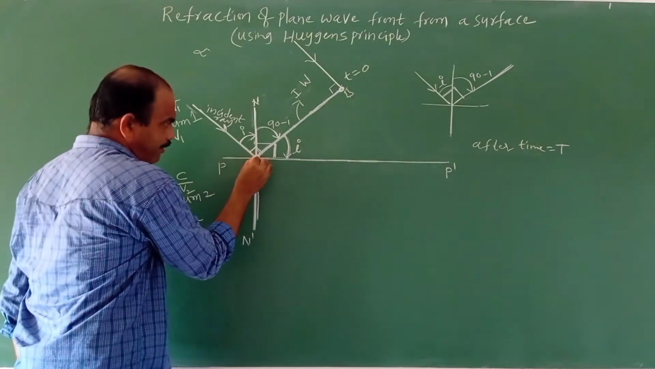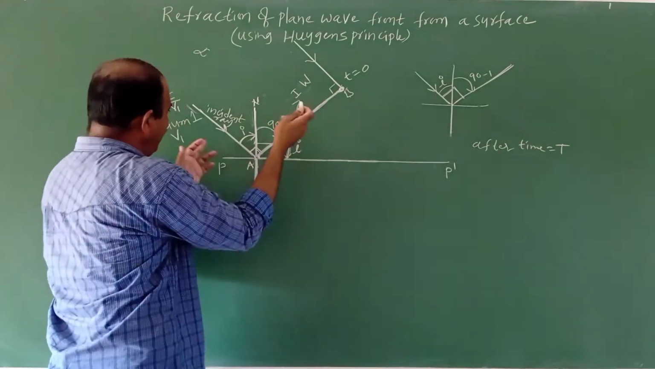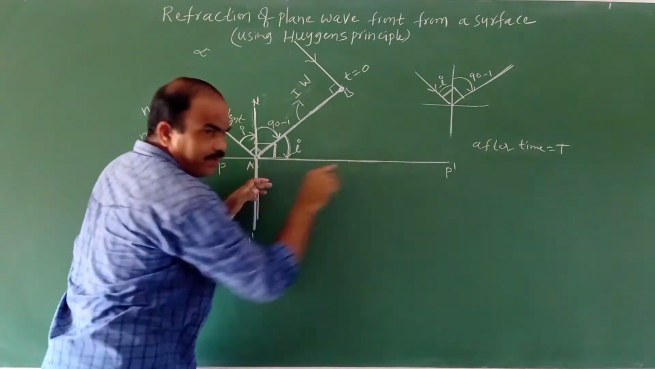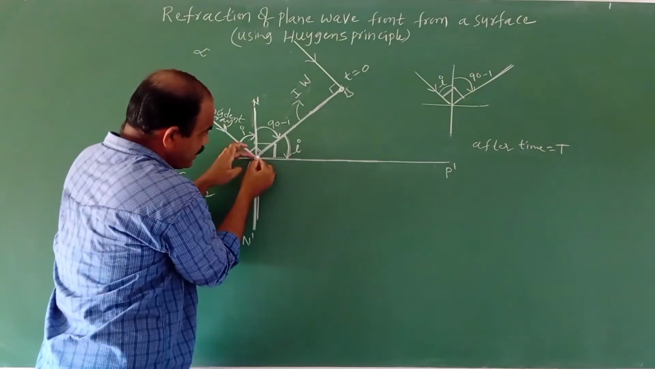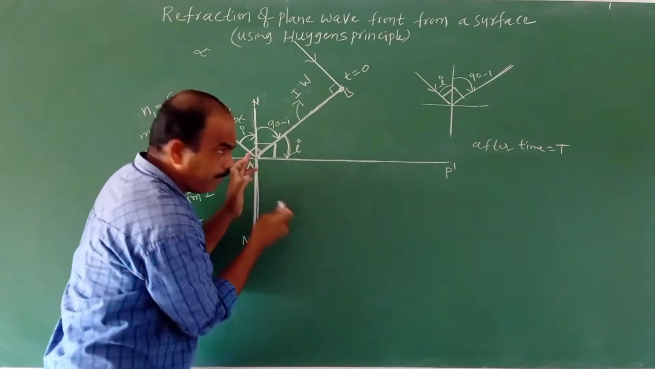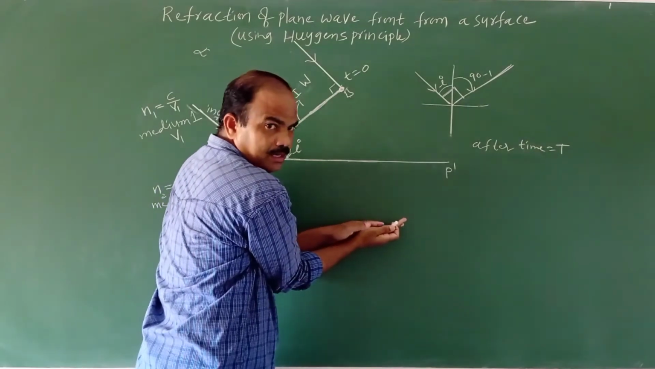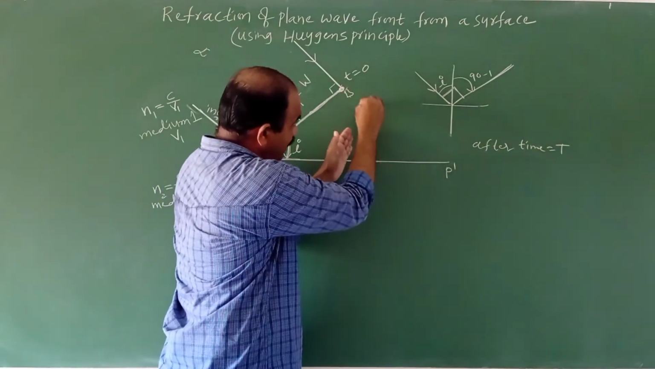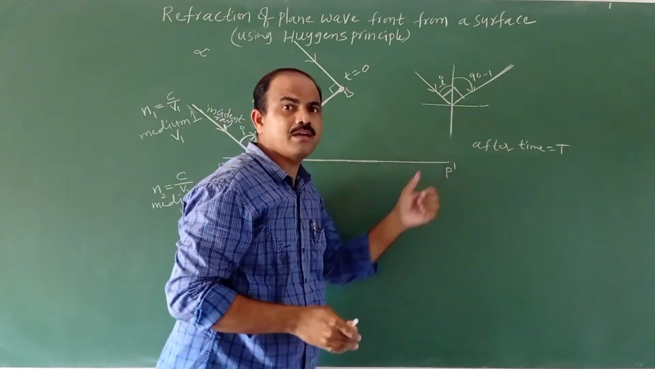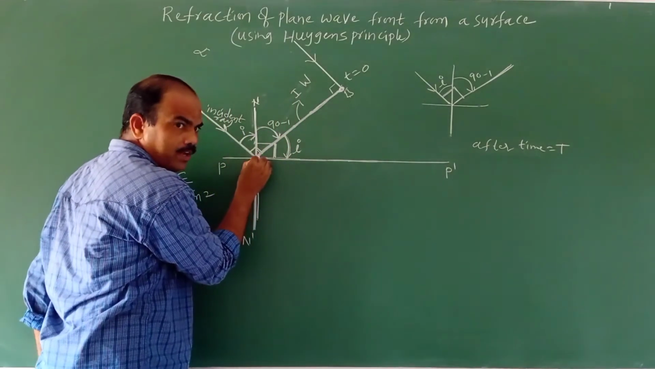But the secondary wavelet produced from A does not travel in medium 1, because this point A is already on the surface. That's why when the secondary wavelet is produced from A, it will enter into the next medium. But the secondary wavelet produced from B does not enter into the second medium; it still travels in medium 1 until it reaches the surface.